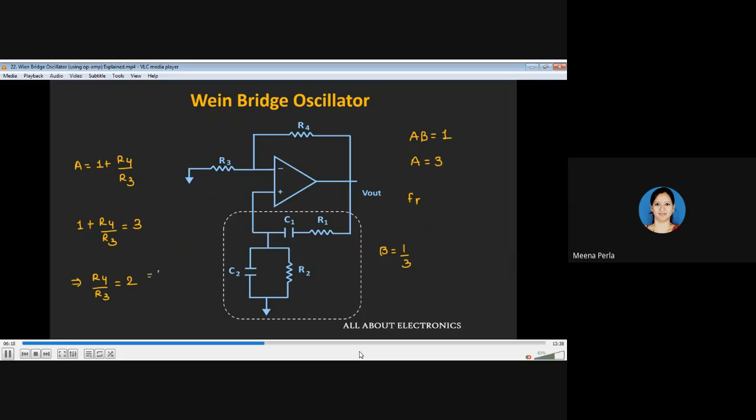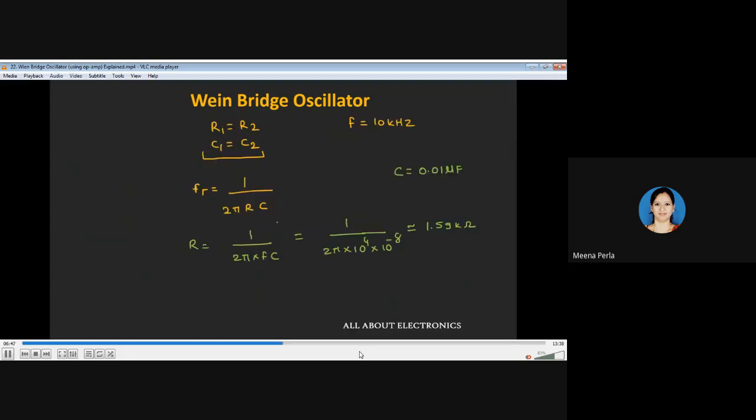So let us assume that R4 is equal to 20 kilo ohm and R3 is equal to 10 kilo ohm. And here C1 and C2 are 0.01 microfarad and R1 and R2 are 1.59 kilo ohm. So now we can use a potentiometer of 5 kilo ohm for these two resistors and tune these two resistances at 1.59 kilo ohm.